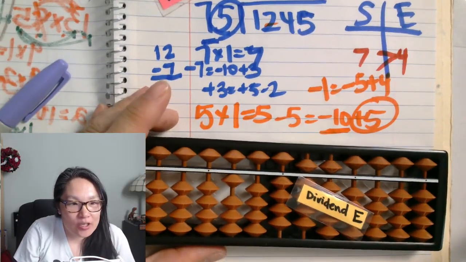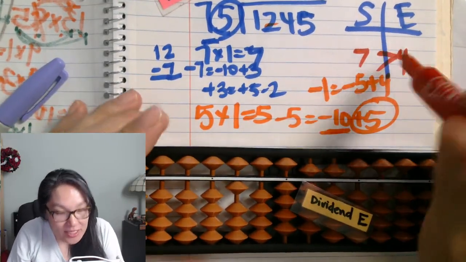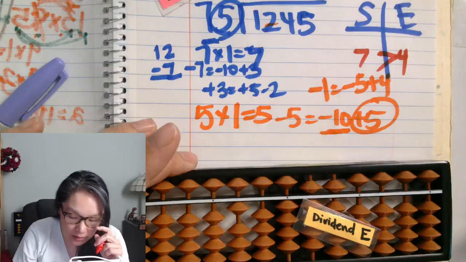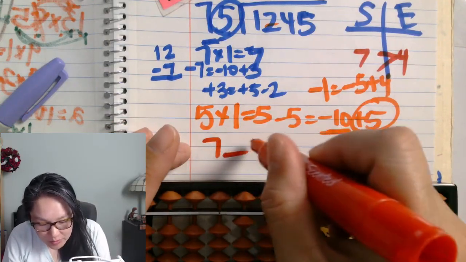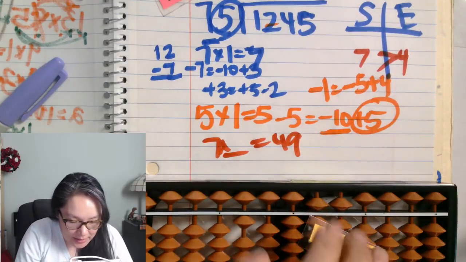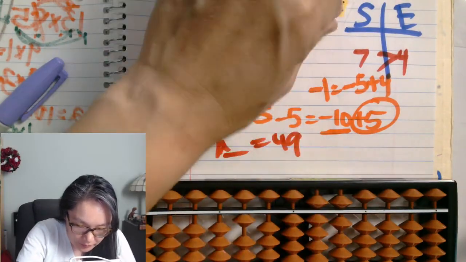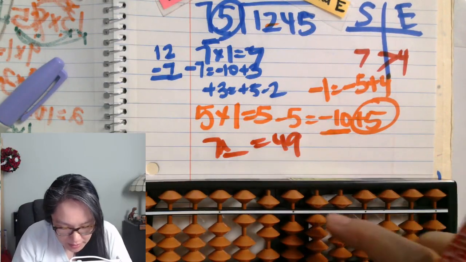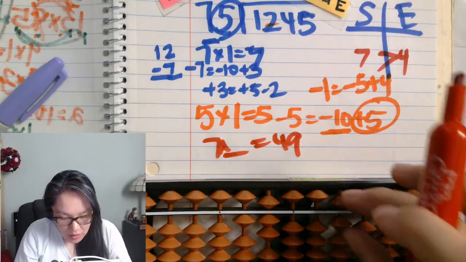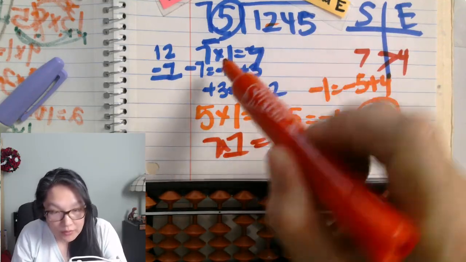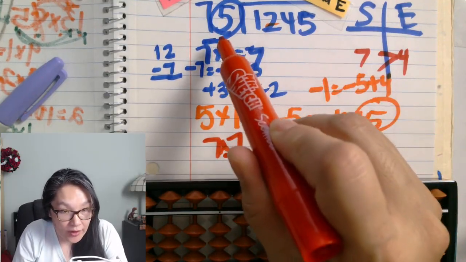Okay, so we still have that, right? So this is why it's 49. So it's 7 times what is equal to 49 or less? 7 times 7. 7 times 7 is 40 and then 9. Now, whatever we do to the 7, we got to do to the 5.